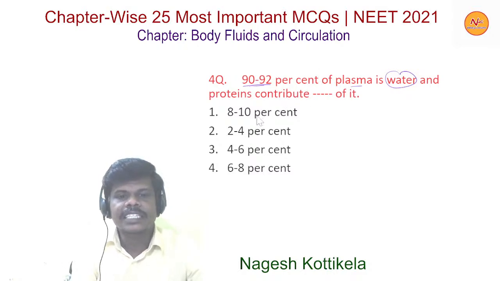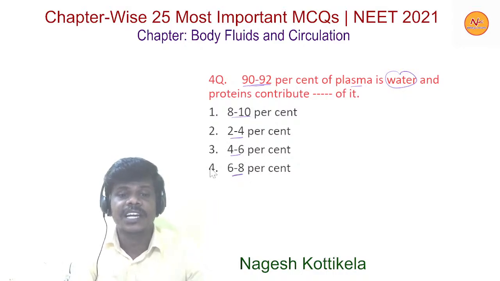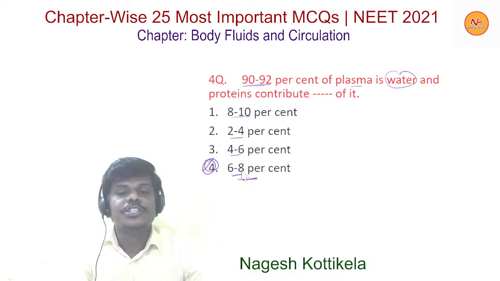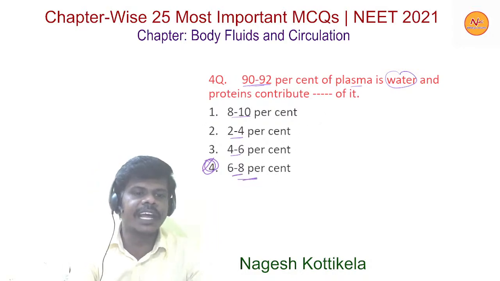Option 1, 8 to 10%. Option 2, 2 to 4%. Option 3, 4 to 6%. And option 4, 6 to 8%. Here option 4 is the right option. So here proteins contribute 6 to 8% of plasma. Now moving to the next question.